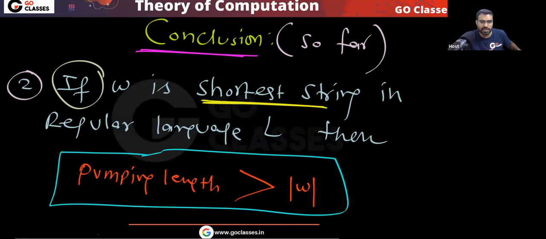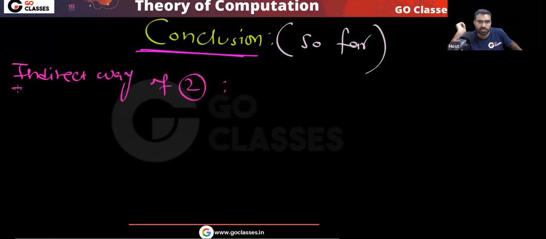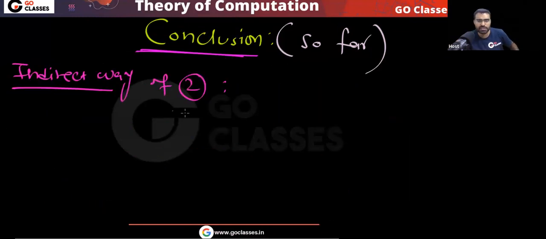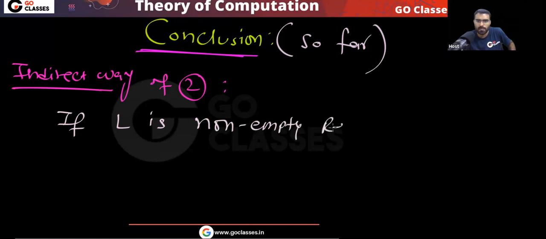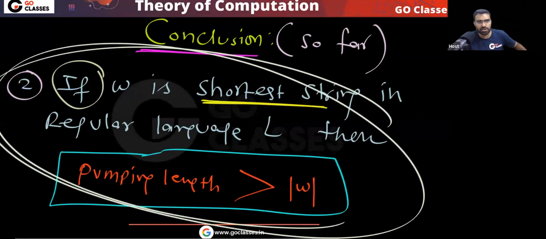This same statement we can write in an indirect way. What is the indirect way of the second result? If L is a non-empty regular language, and the pumping length is P, then what can you say about L?